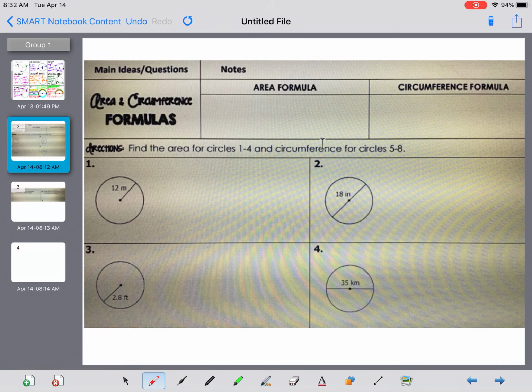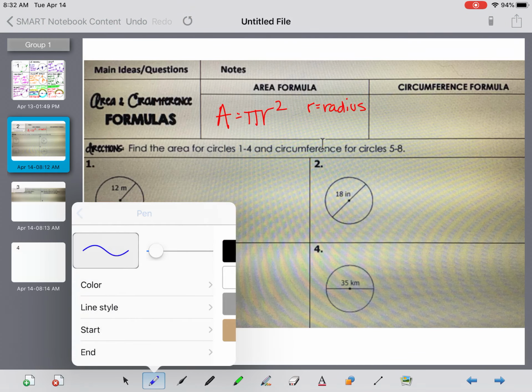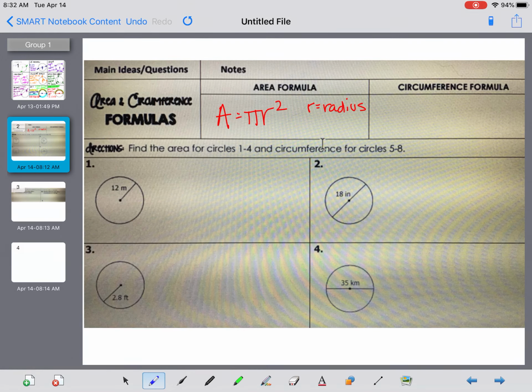So now let's talk about some formulas. So we have area and circumference that we're going to talk about. These are the first two formulas for circles. And the area formula, you know, you've done these formulas before. The area formula is A equals pi r squared, where r is the radius.